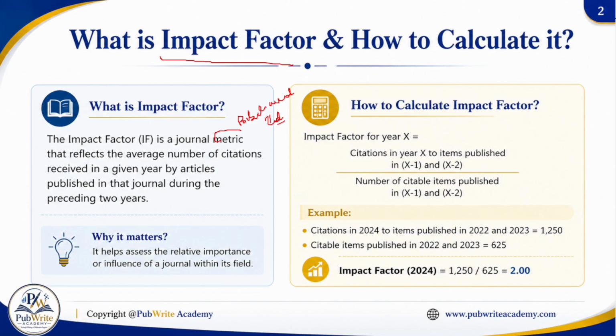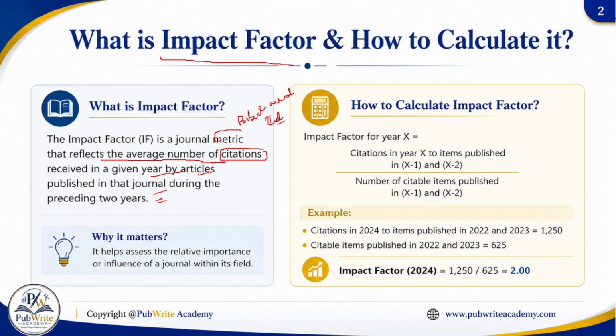So basically, it reflects the average number of citations. I already told you what a citation is. So it reflects the average number of citations received in a given year by the articles published in the journal during the preceding 2 years. Okay, let's do some calculation so you will understand what it means.